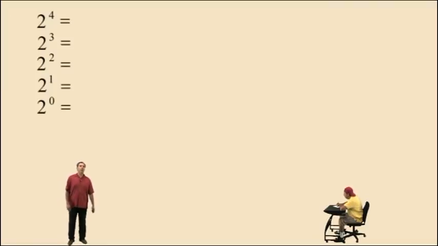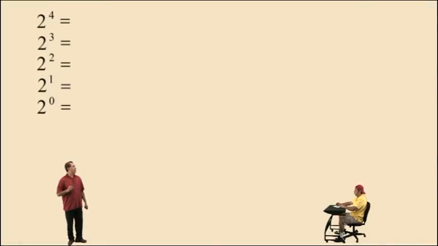Now, what about the exponent 0? What happens when you raise a base to the power of 0? What happens is you always get 1, except for 0 to the 0. So let's talk about that. It's a very difficult concept to explain. We can only explain it by looking at patterns.